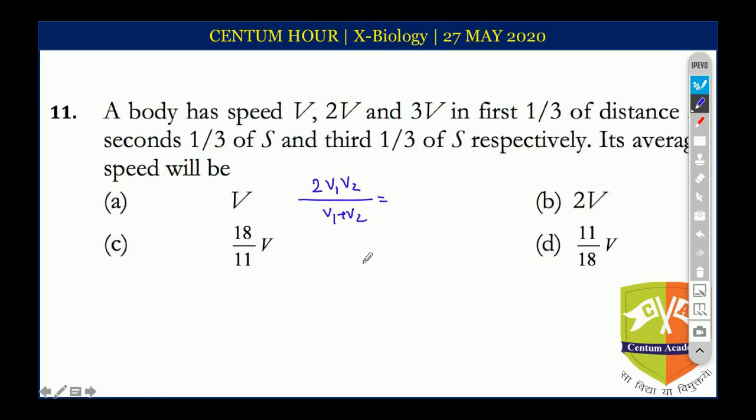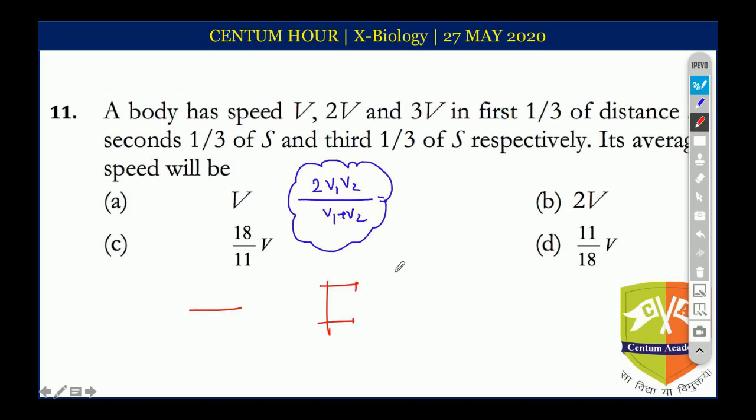Pratik, RNR9, can you unmute? Yes, sir. This formula is used in which case? When there are two speeds given. Two speeds given for what? For two equal distances, right or not? Yes, sir. So the general formula is total displacement upon total time, or total distance upon total time.